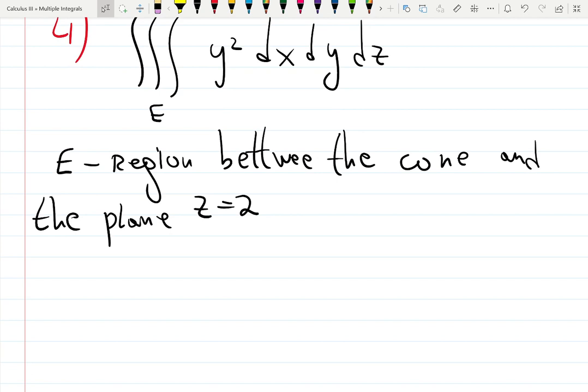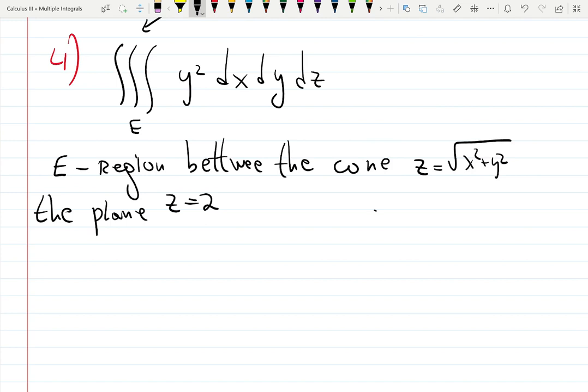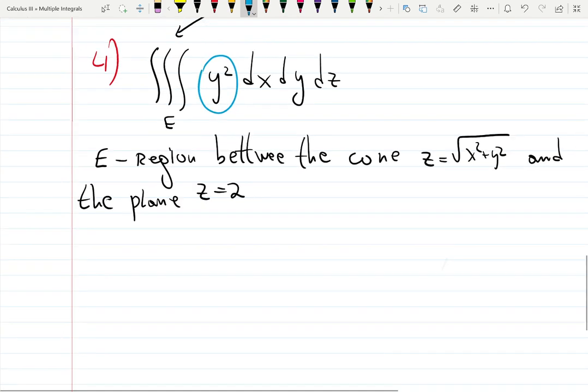In general, if you see x squared plus y squared pieces, it's a cone. Z equals, I never wrote down the equation for the cone, x squared plus y squared over here. In general, if you see x squared and y squared, you want to convert them either into cylindrical or into polar, which we're going to learn on Wednesday. That's the hint that you need to change that. That means we also should change y squared into the cylindrical.